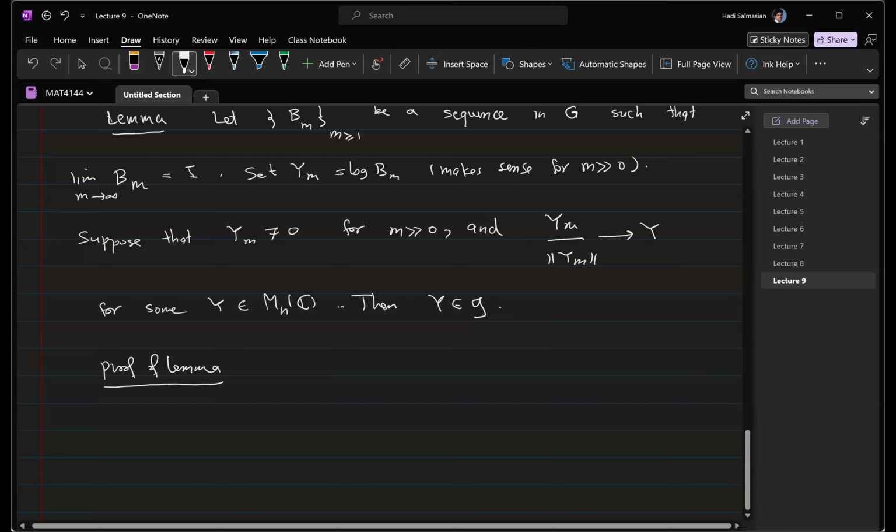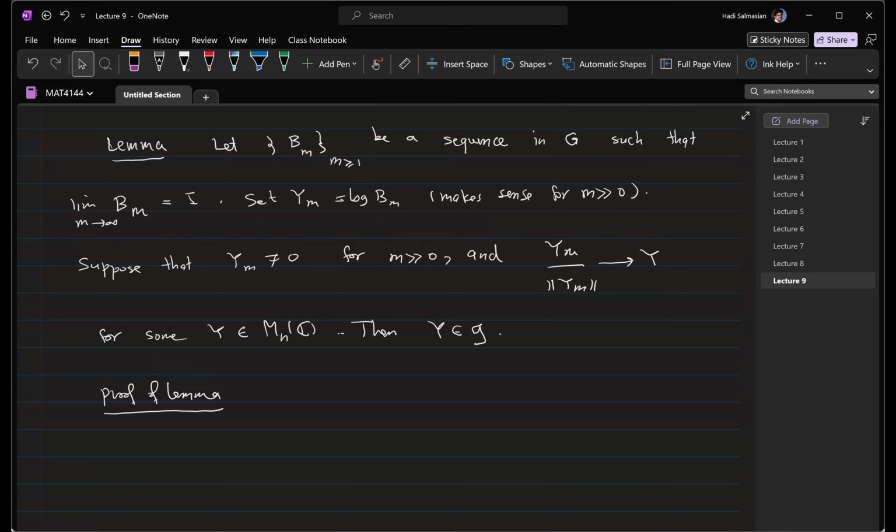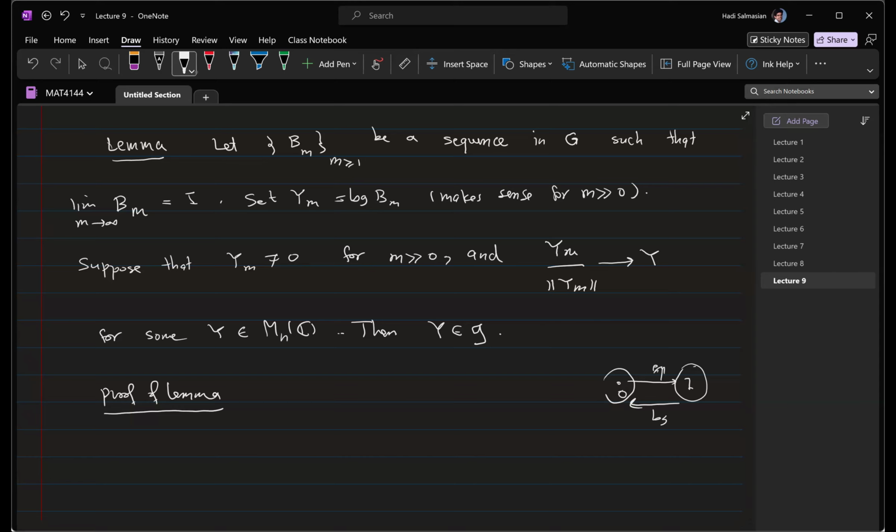So how do we prove the lemma? First, let us note that in fact the ym's converge to 0. That's because they are logs of things which are converging to the identity, and exp and log give a bijection between neighborhoods of 0 and the identity. So x goes this way to the identity and log goes the other way, and neighborhoods around them are mapped back and forth. Right now, this is about exp and log not on G and the Lie algebra, but on the matrix space.